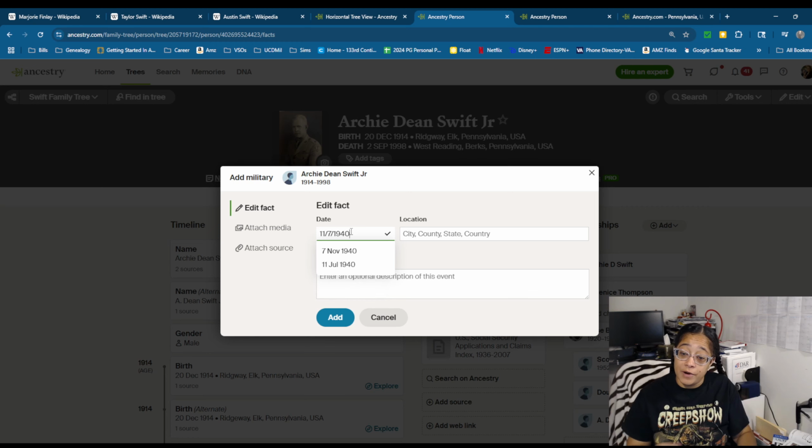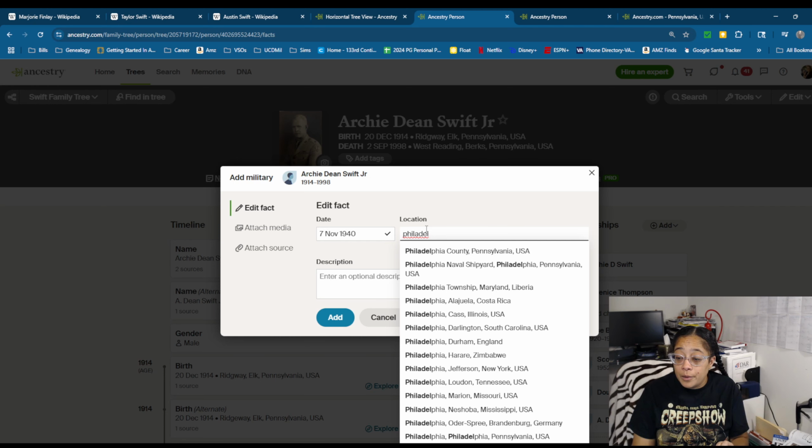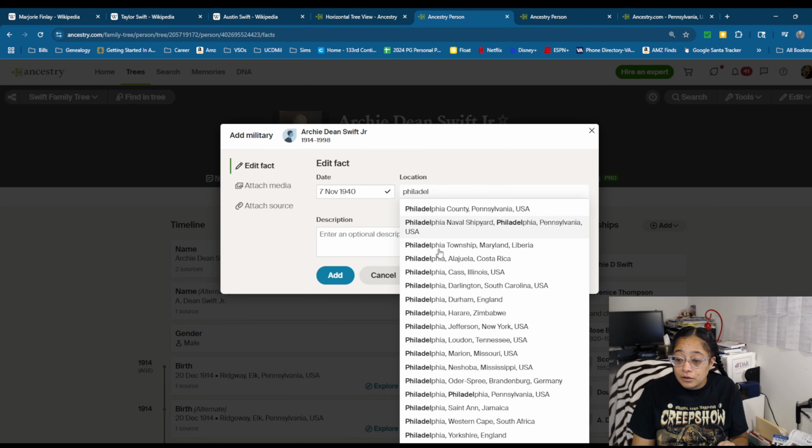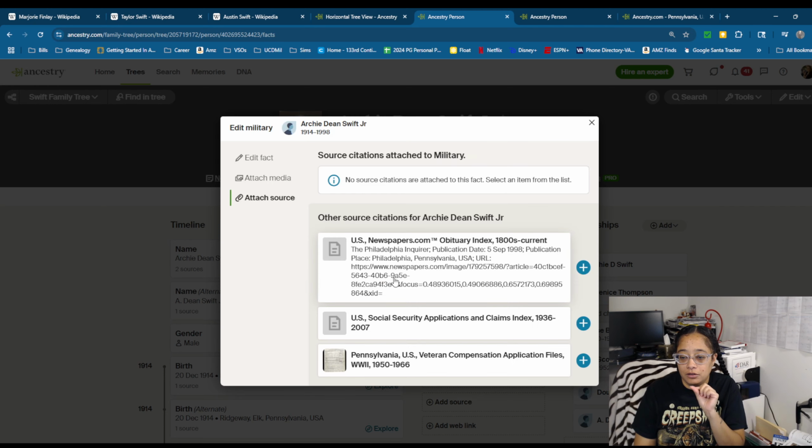So this is also a way you can type it in and it'll fix it for you. But because it doesn't know if you're putting the day or the month first, it gives you two options. But we're going to go here in Philadelphia. And he said he entered in the Navy. So I actually love this. Philadelphia Naval Shipyard. We're going to add that. And then we're going to attach the source that we've already added.